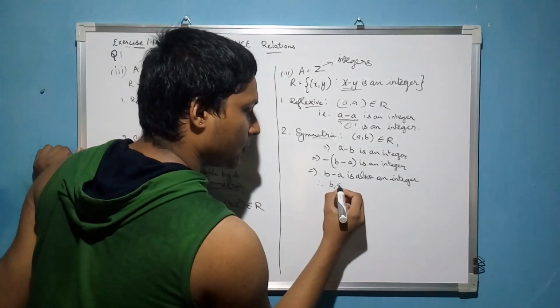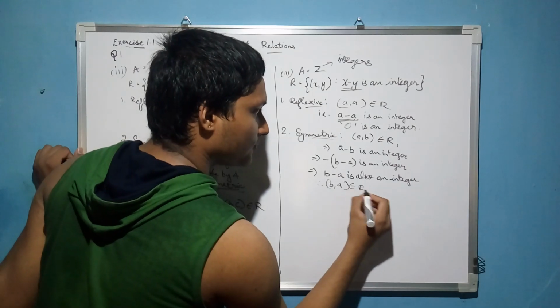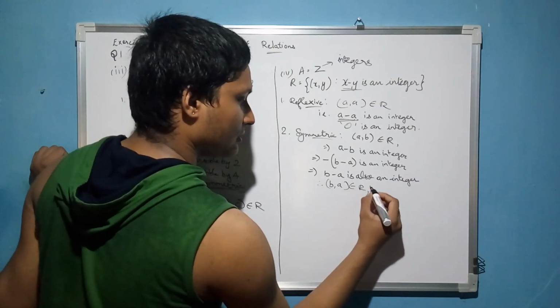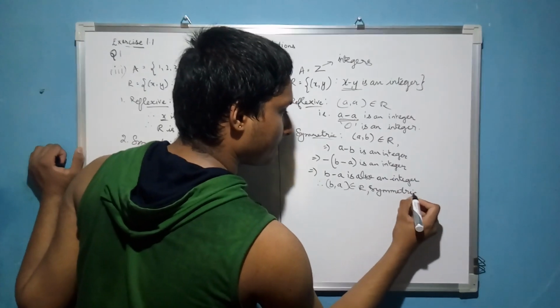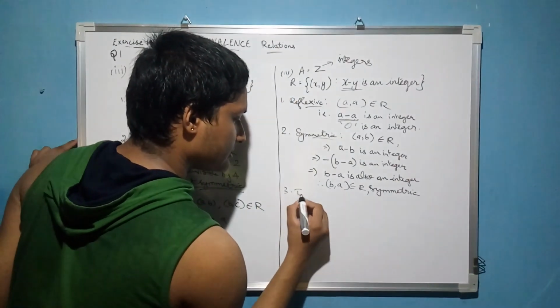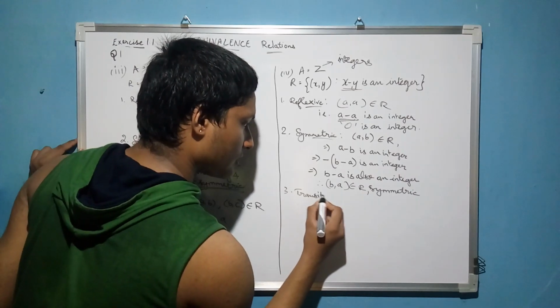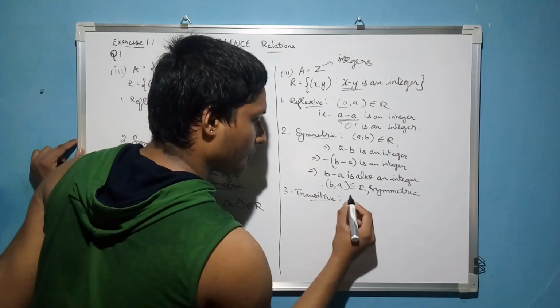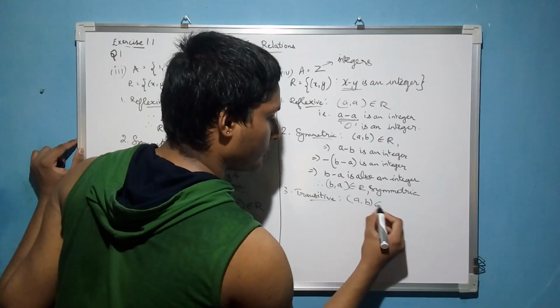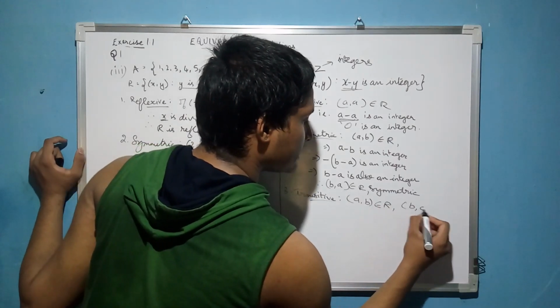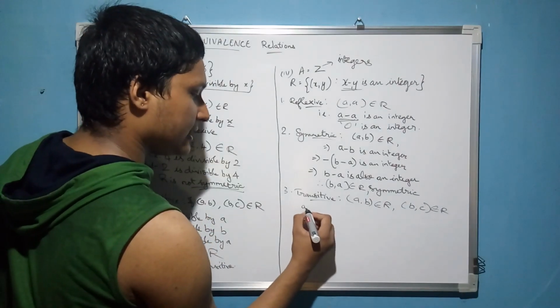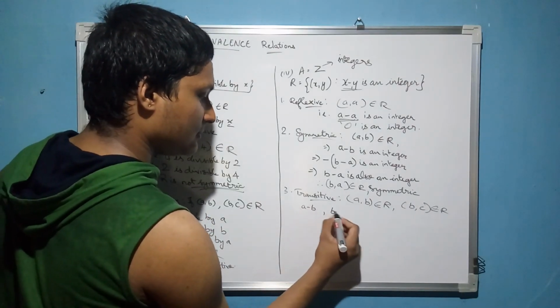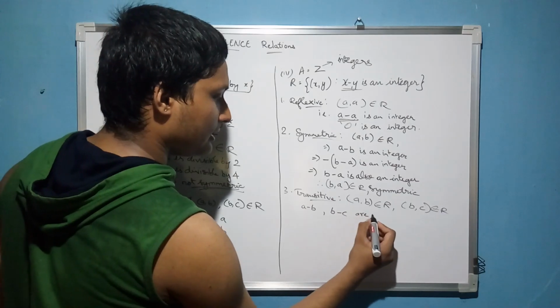Therefore (b, a) belongs to R, therefore symmetric. The third one, transitive. (a, b) belongs to R and (b, c) belongs to R. That is, a minus b and b minus c are integers.